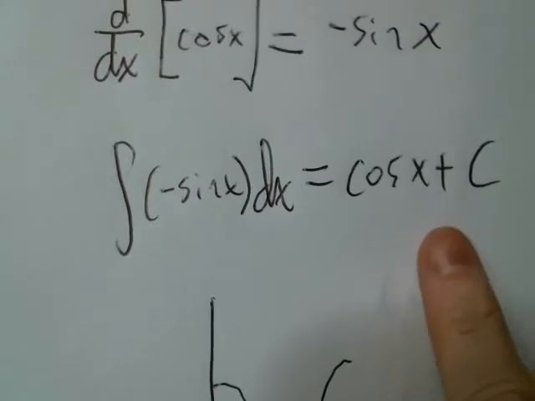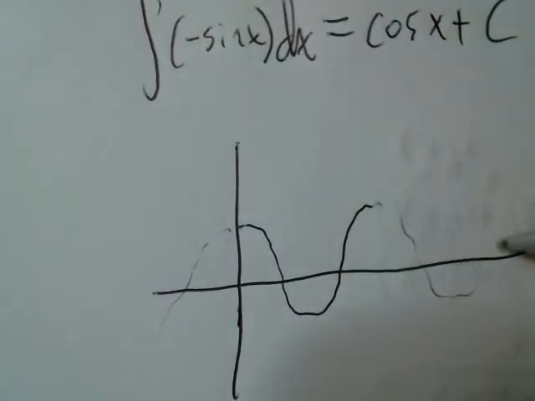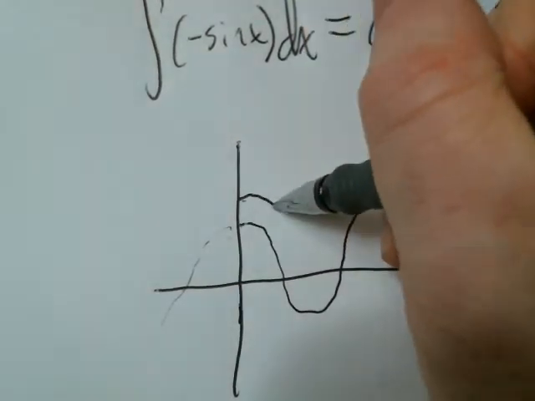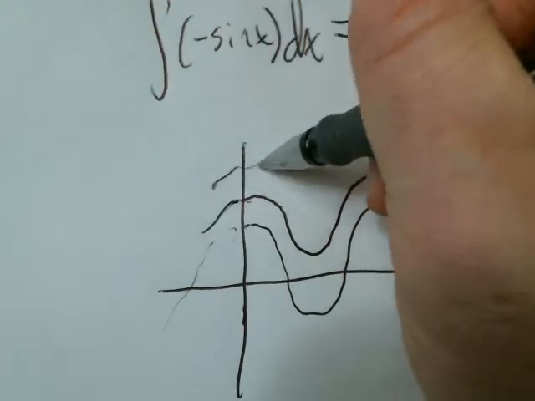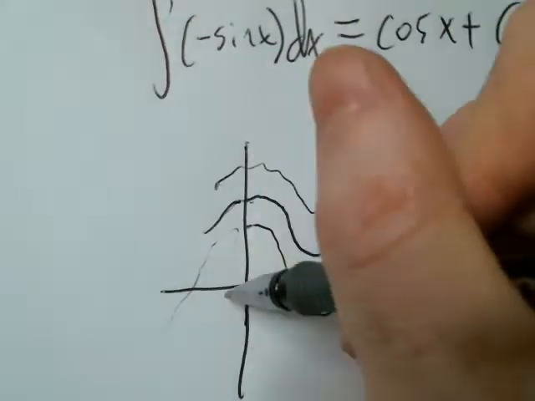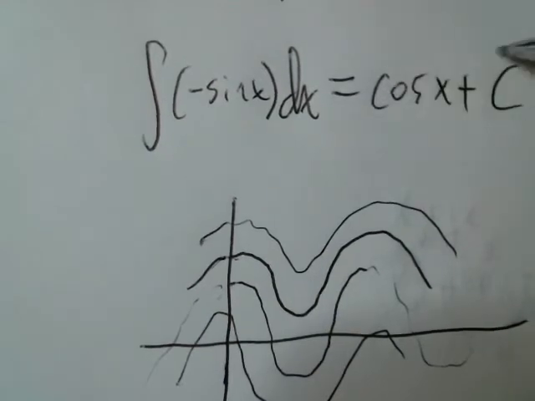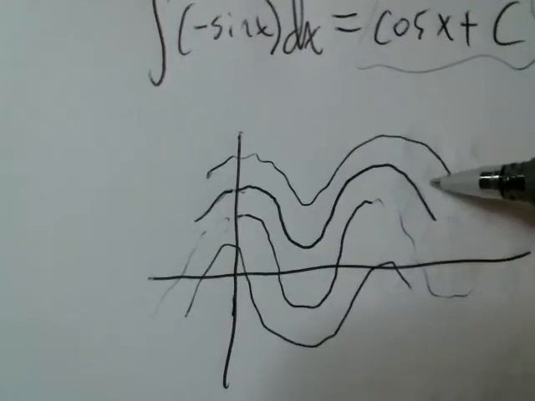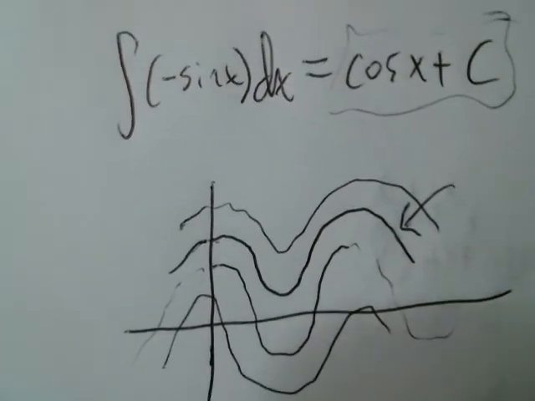So what is the cosine of x plus c? Well, that's going to be, and it goes on, the cosine graphs go on forever. That's going to be just all these different cosine graphs shifted up and down forever and ever and ever. Okay, that's what this represents. It doesn't represent one particular guy, like this guy here. It represents a family of guys.